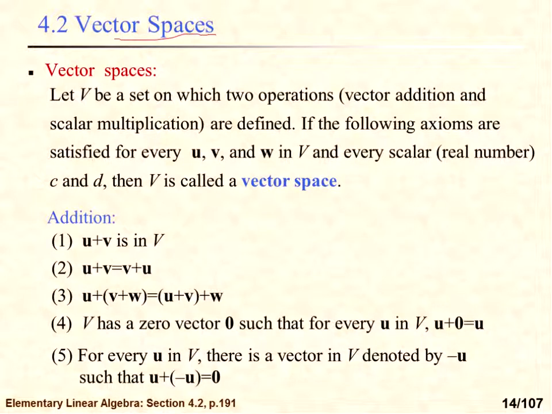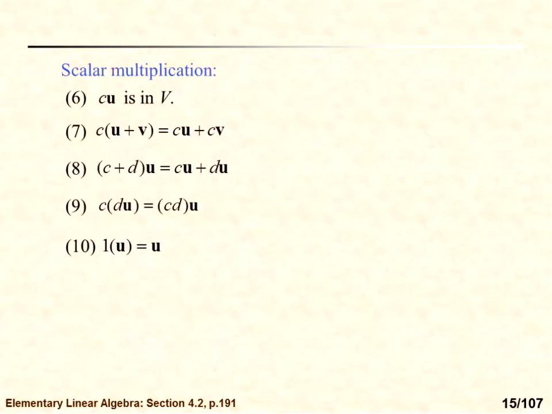Now we are going to start our next topic, that is vector space. Till now we have discussed the vector, but here is a different thing. It is called the vector space. So what is a vector space? Let V be a set on which two operations, vector addition and scalar multiplication, are defined. If the following axioms are satisfied for every u, v, and w in V, and every scalar real number C, D, then V is called a vector space.